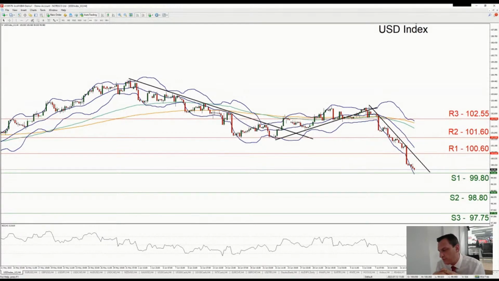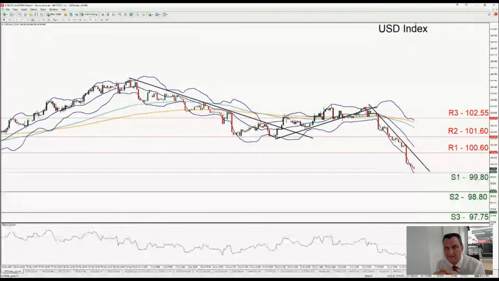On the other hand, though, I have to highlight the risk of the index having reached oversold levels, and that would make it ripe for a correction higher. But as long as the downward trend line remains intact, we tend to maintain our bearish outlook. For the time being, I wouldn't be surprised to see the US dollar index dropping, breaking the S1 at 99.80, and starting to aim for the S2 at 98.80.